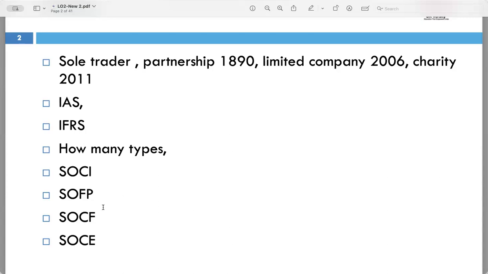Then statement of cash flow. The SOCF shows the inflows and outflows of cash within a company over a specific period. Then SOCE, statement of changes in equity. SOCE outlines changes in the equity section of the balance sheet over a reporting period.